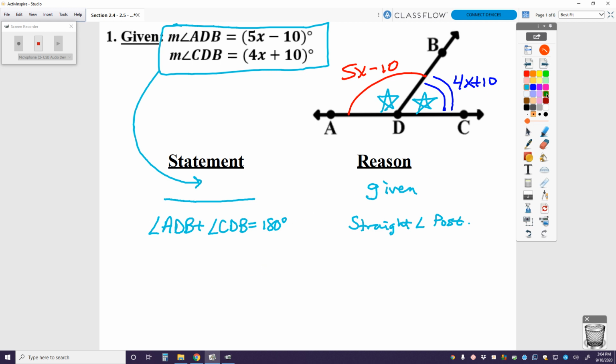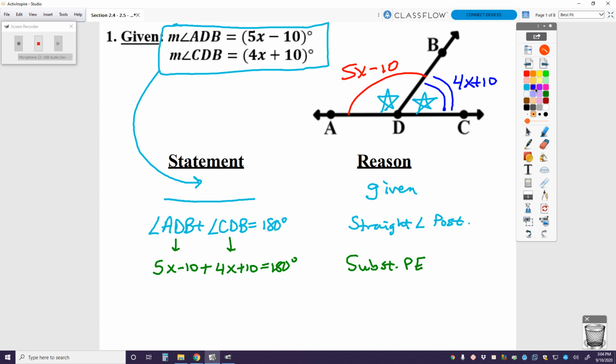But now we can make those substitutions. We can substitute out for angle ADB. We know it has a value of 5x minus 10. We can substitute out the angle CDB for a 4x plus 10 equals 180 degrees. And we use the good old substitution property of equality.